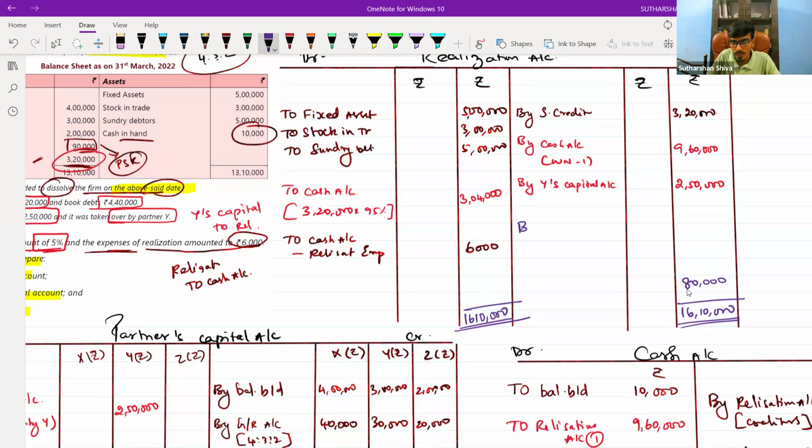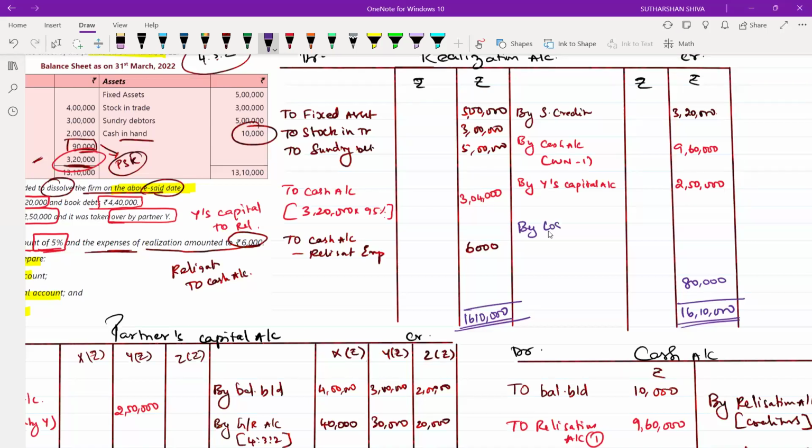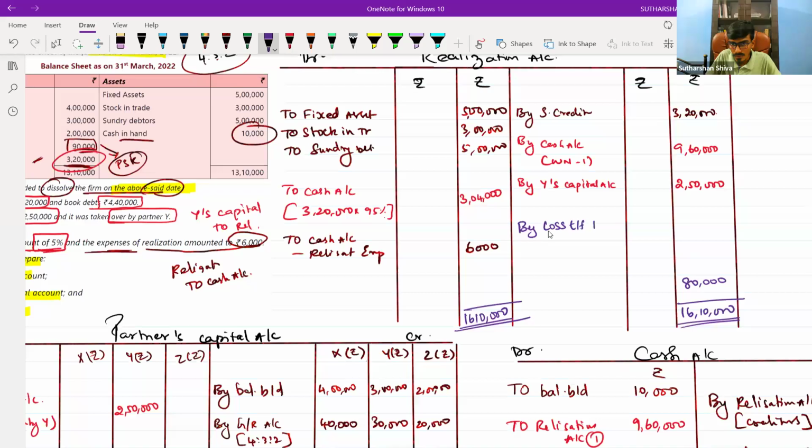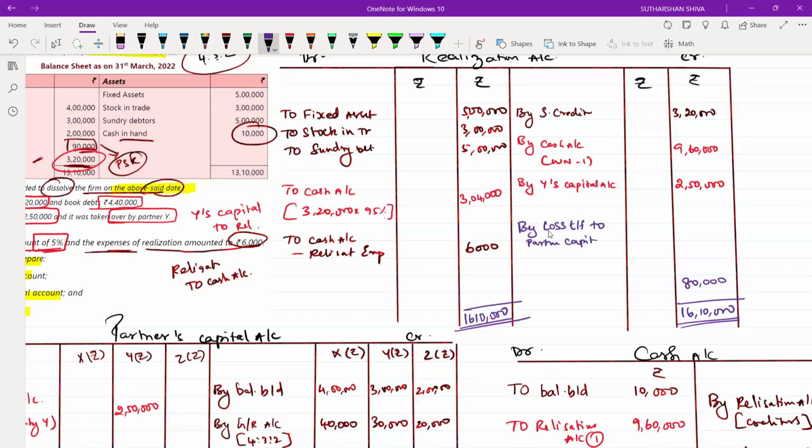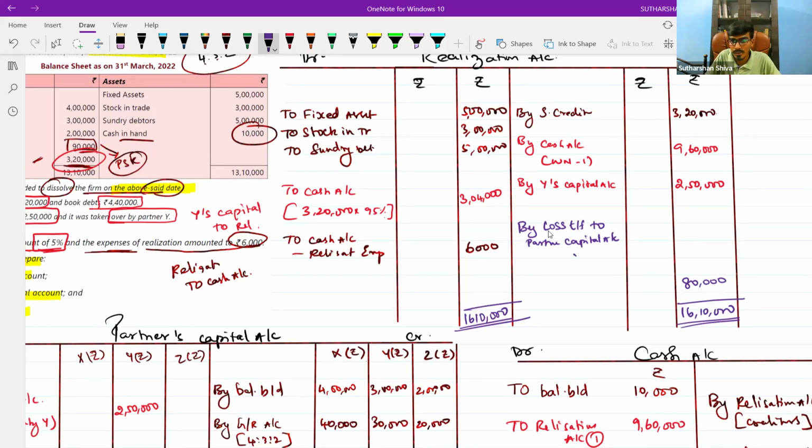Okay. What do you need to do? By, what will you write? Is it a profit or loss? Loss. By loss, transferred to partners' capital account. Once you write partners' capital account on the top, you will never write partners' capital again. You will simply write X, Y, Z. Take a calculator, 80,000 divided by 9 into 4.